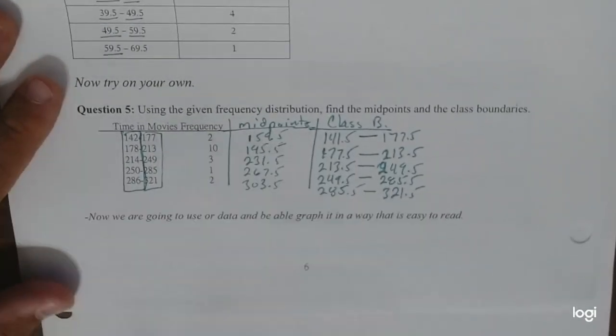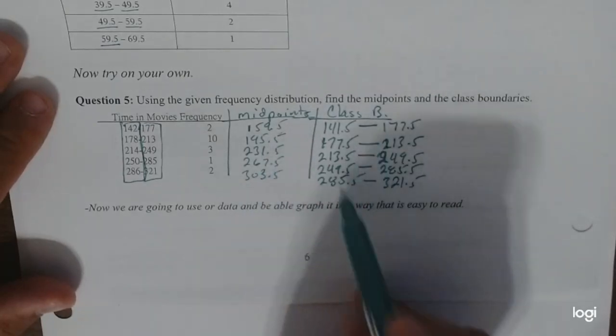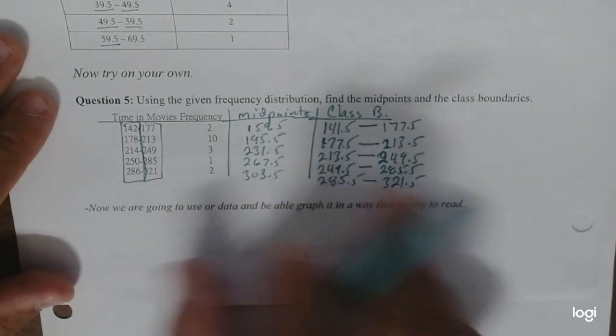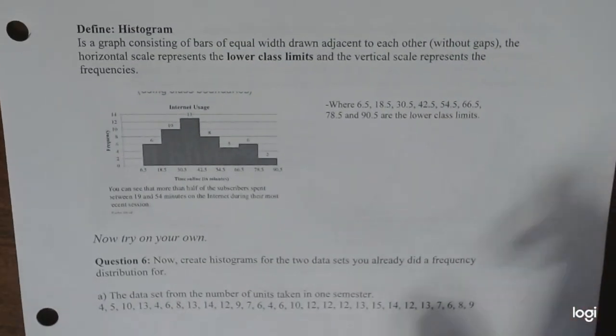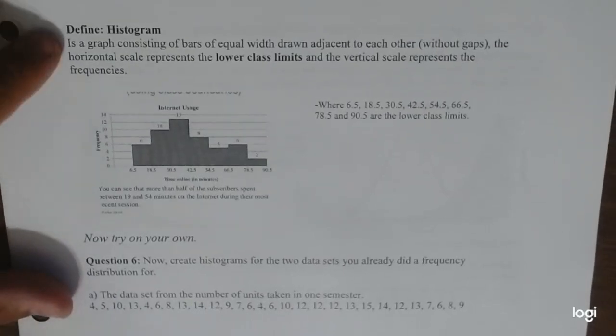Now that we know how to do both, find midpoints and class boundaries, why do we use this? That's the most important thing, right? Why do we care about these kinds of things? And that is actually how we create histograms. So how we are going to create histograms is, first, we'll just go by definition.